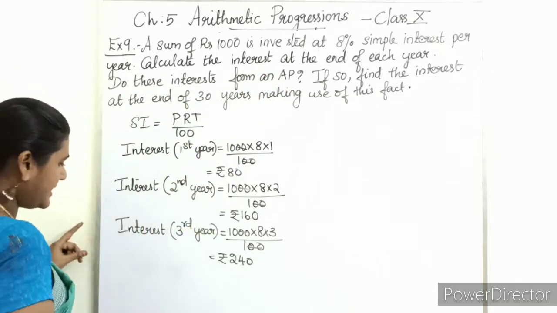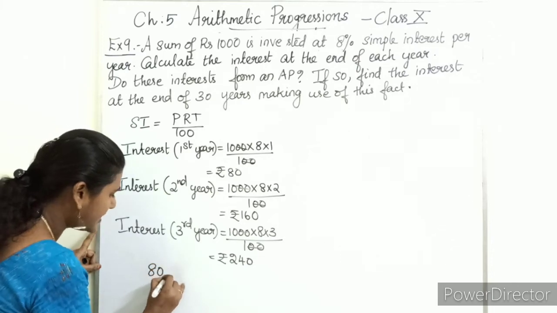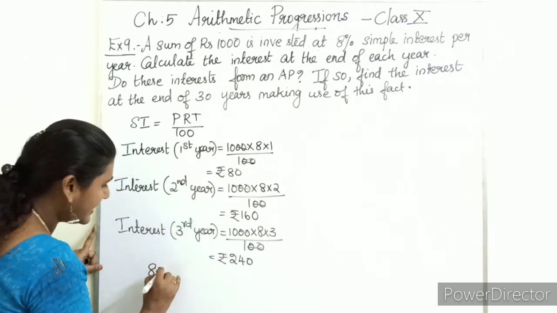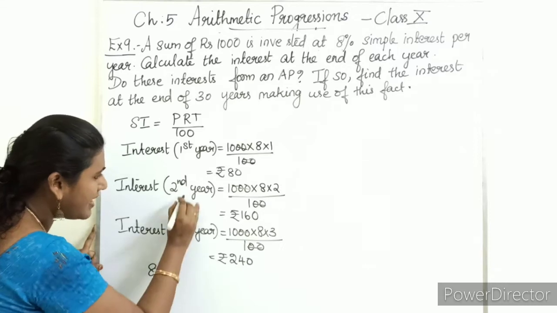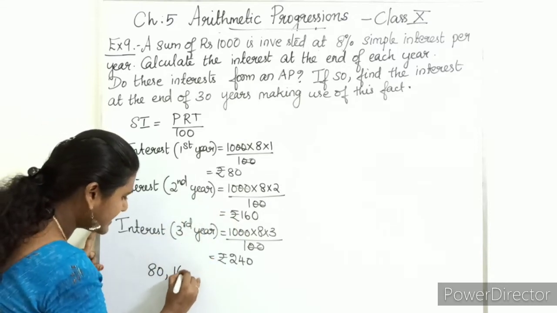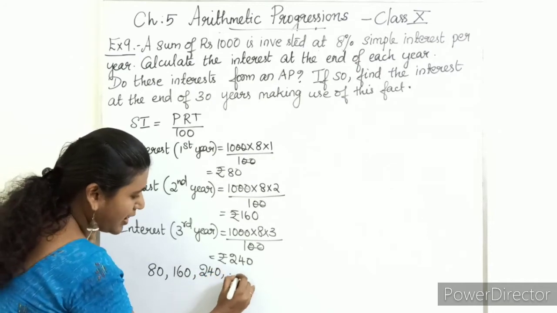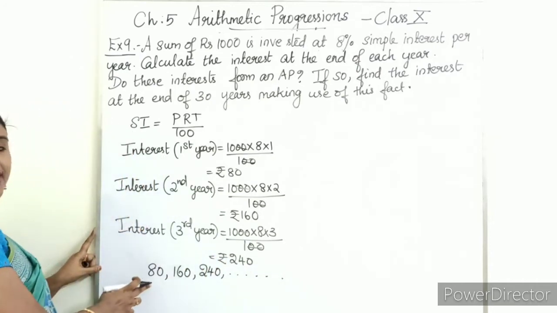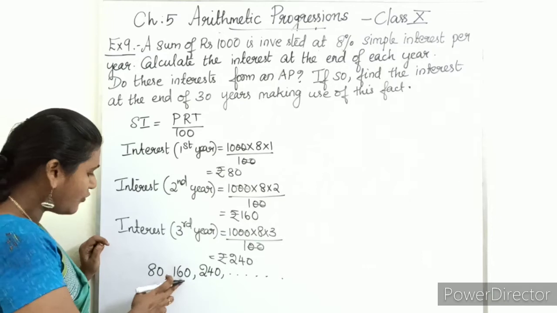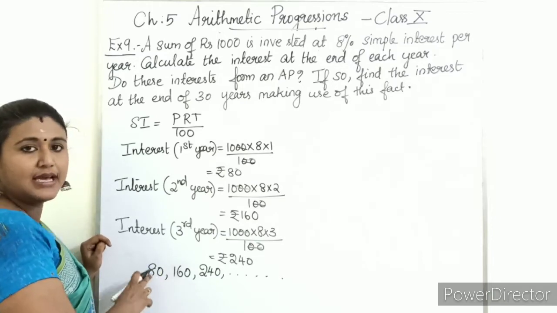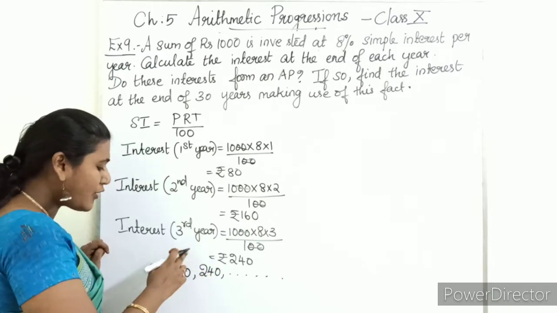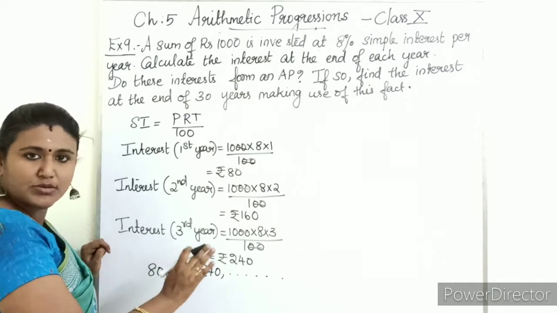So we will write these interest now. What are the interest we are getting? At the end of first year it is 80, at the end of second year 160, and at the end of third year it is 240, etc. Now you see here, what is the difference of two consecutive terms? 160 minus 80 is 80. Again 240 minus 160, that is also 80.